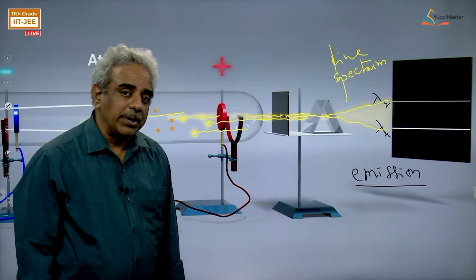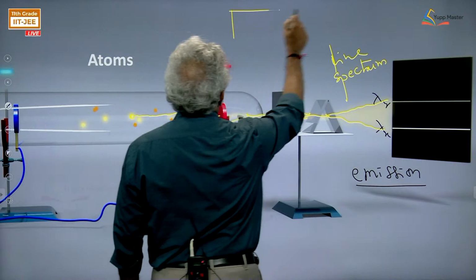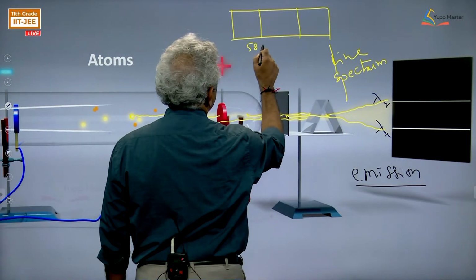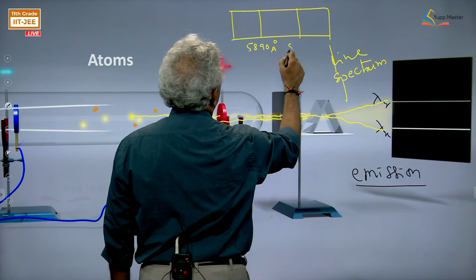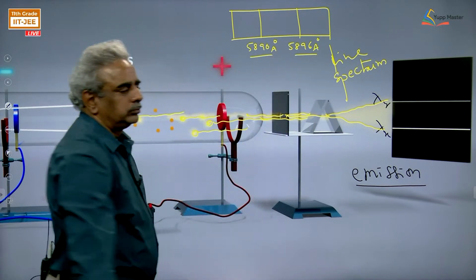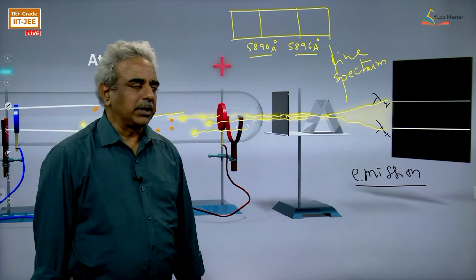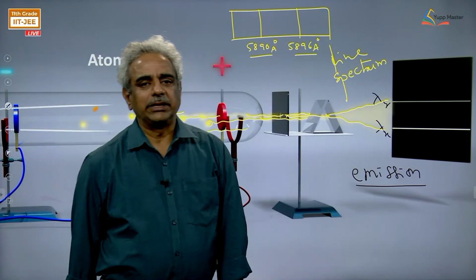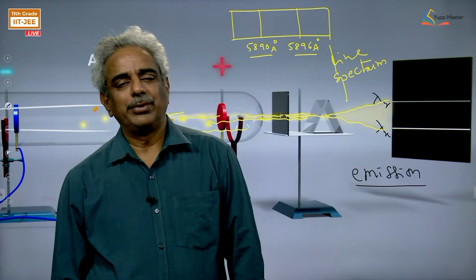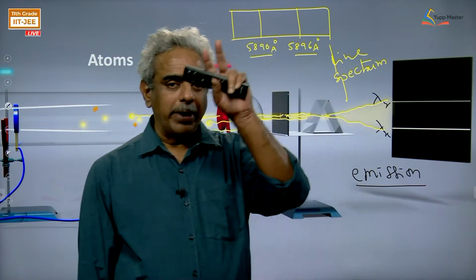Or you can call it atomic spectrum, like that. Sodium spectrum looks like this, at 5890 angstroms, 5896 angstroms. Means what? If you take sodium atoms and get the spectrum, you will find two bright lines like this. Even Niels Bohr could not explain why those lines are formed. That is a different story. Sodium spectrum has two bright lines.